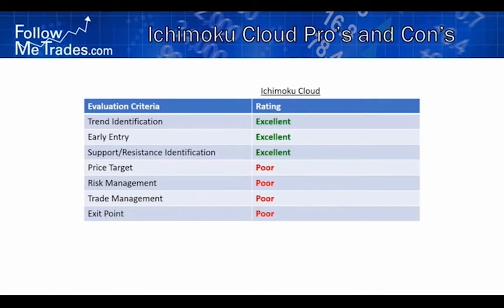So if I were to rate the Ichimoku Cloud as a complete trading system, I've developed this chart here, and I think it does a great job of trend identification. It does a great job sometimes of calling out early entries into trends, and it provides a really good support resistance region identification. But it doesn't give you any price target. It doesn't give you any risk management or trade management, where to take profit. It doesn't really define an exit point for you. So I don't think Ichimoku Cloud by itself is really a great system on its own, but when we can combine it, it can get a lot better.